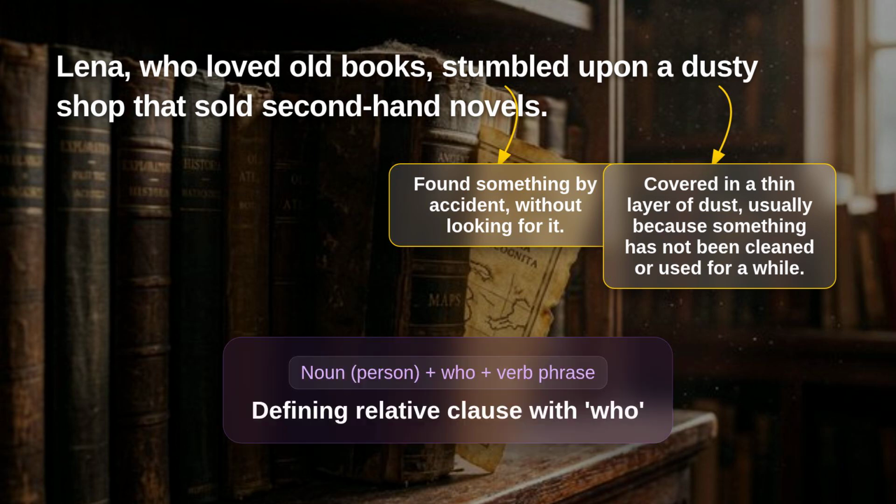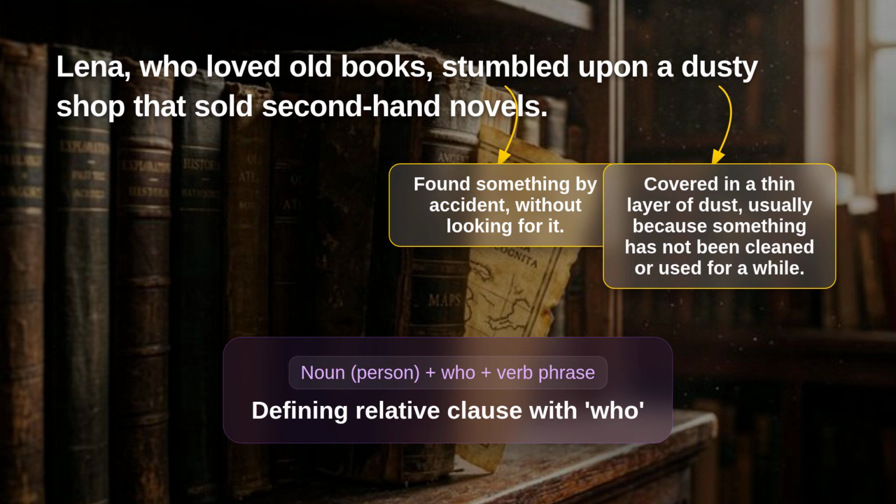Now, here is the big grammar point for this lesson. Look at this part, who loved old books. This is a defining relative clause. It tells us essential information about Lena. Which Lena? The Lena who loved old books. Without this clause, we would not know which person we are talking about.